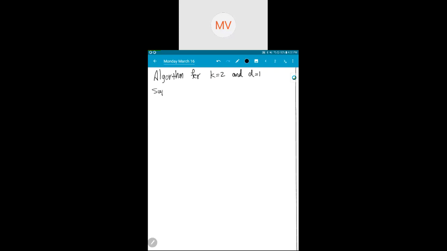So let me write down our assumption. Suppose we have a system x prime equals Ax, and we have two eigenvalues, lambda 1 equals lambda 2, equal to the common value of lambda. And v1 is already found, right? That's the only eigenvector that you can find because of that. Then this is what you do.